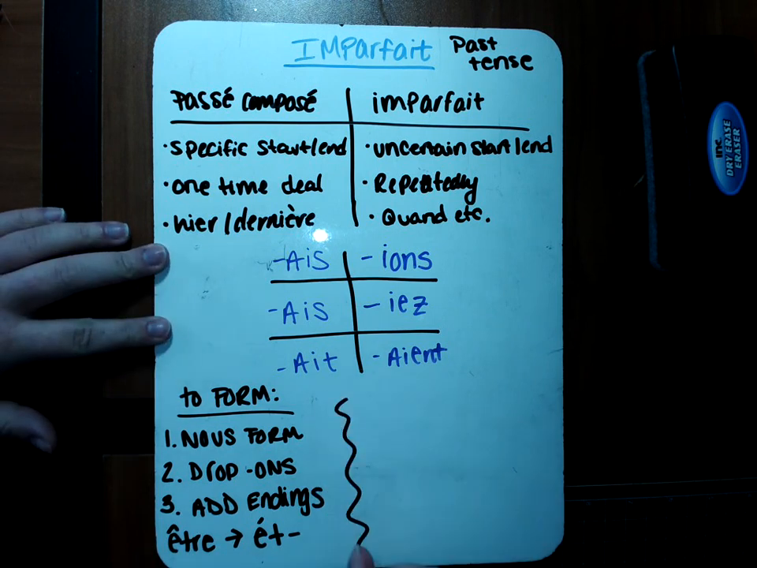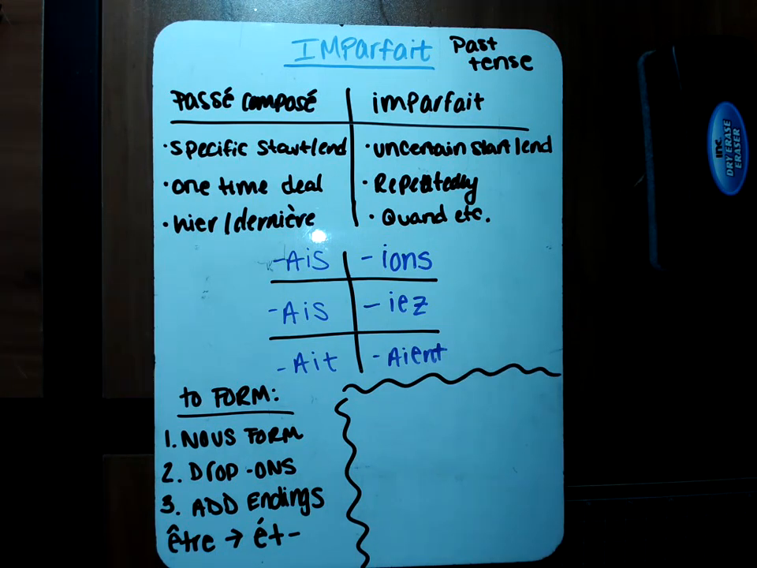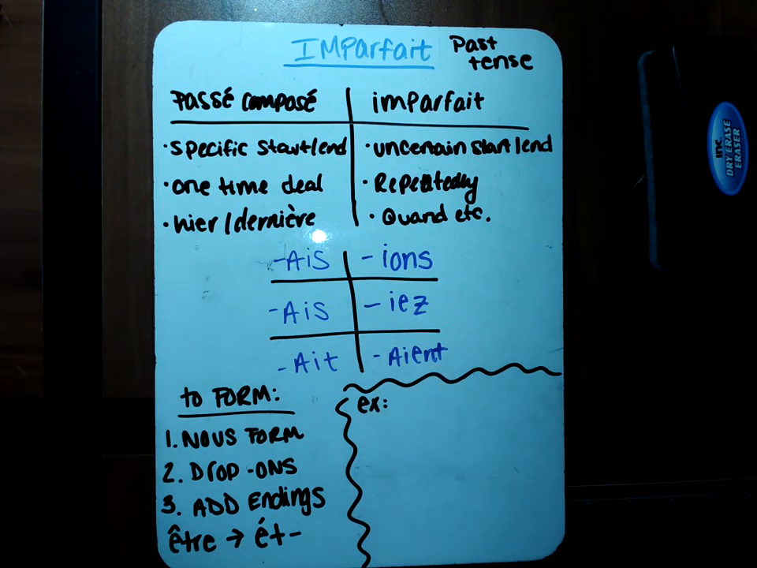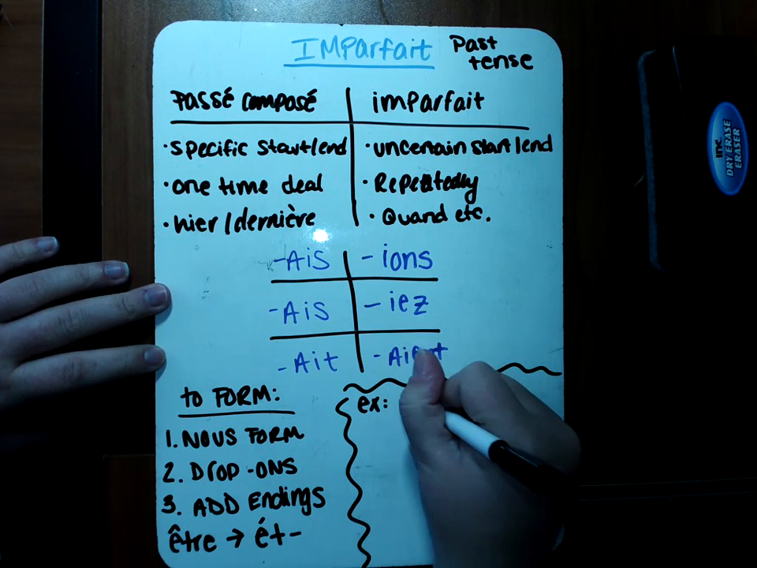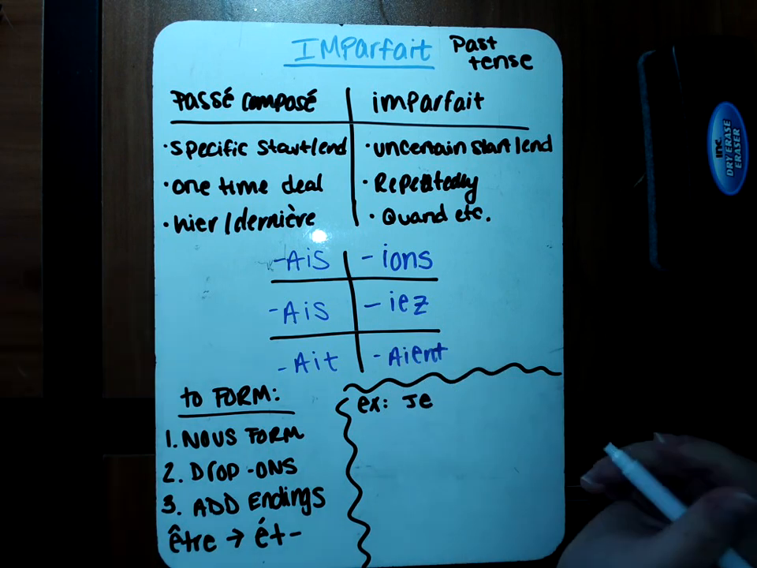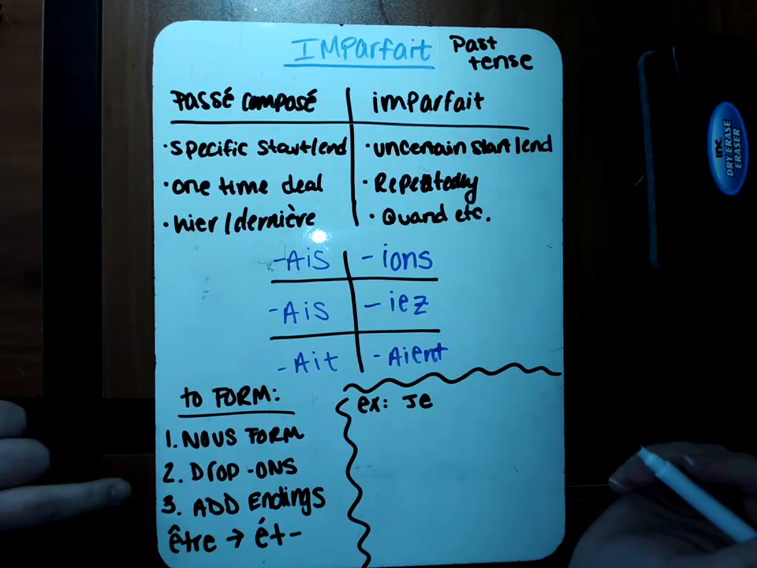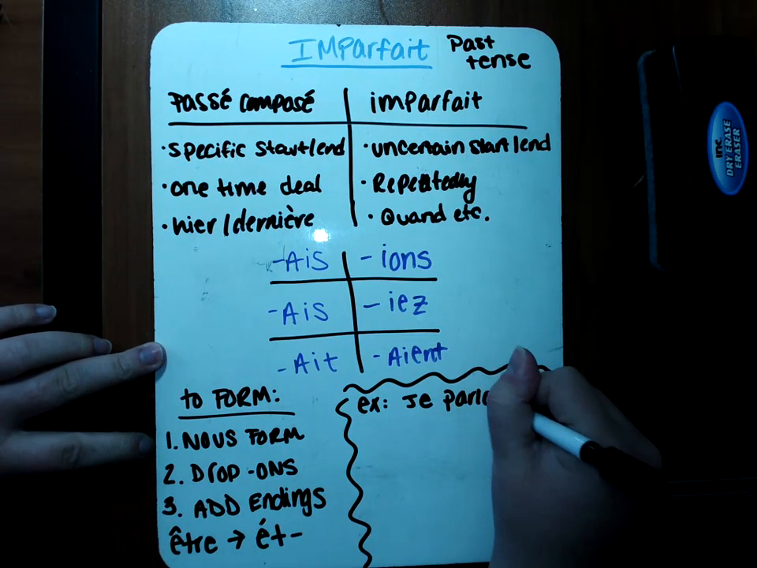All right. So let's do some examples. So, exemple, on how to form it. Let's do I spoke. Like I spoke repeatedly, or I spoke at some point in time to somebody. So we're going to use the subject pronoun je, and we're going to take our verb parler in the present tense in the nous form. Okay, so we're going to write parlons.